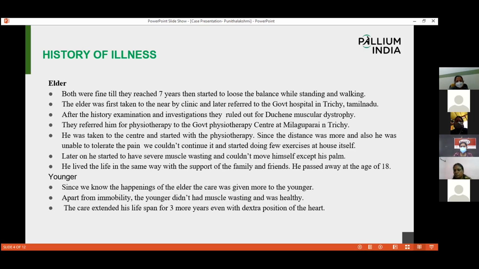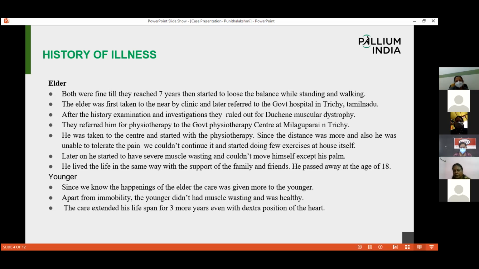So they left the physiotherapy and kept the elder one at home. Later he started to have severe muscle wasting and couldn't move himself except his palms and his foot. Apart from that, there was no movement. So total palliative care was planned. But at that time, in the 1980s, palliative care was not very well developed in India. It was basic care we were giving.